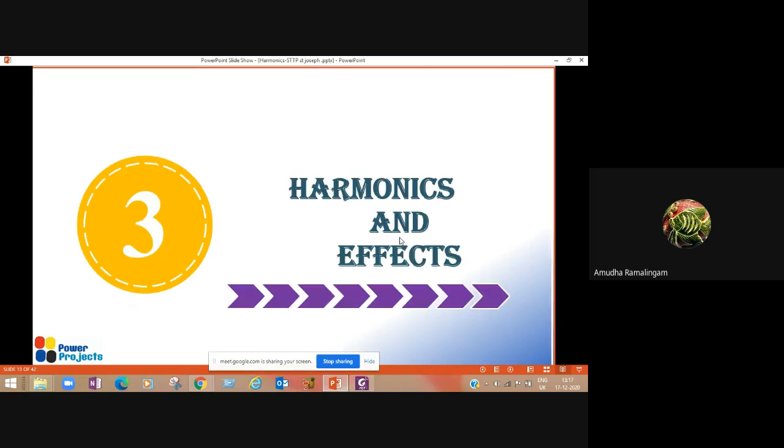Okay. Now let's see these harmonics in detail, because the grid code requirements which we are going to see in the next session will completely deal with harmonics. So let's see harmonics alone in detail. Harmonics is one of the major power quality issues among all the other ones.